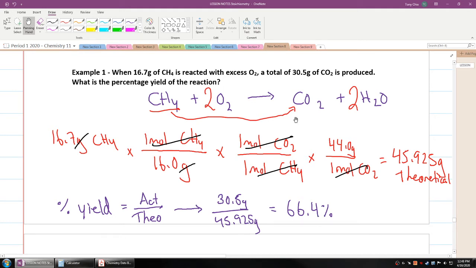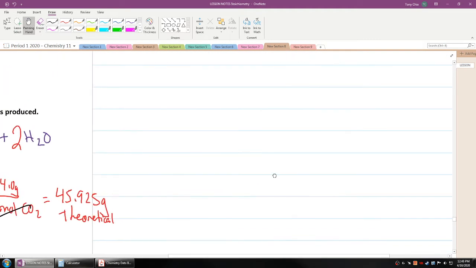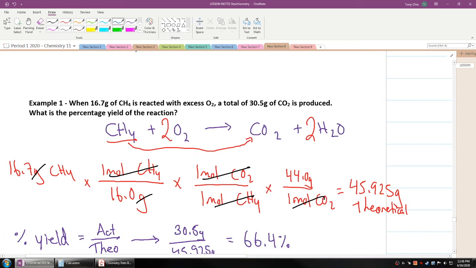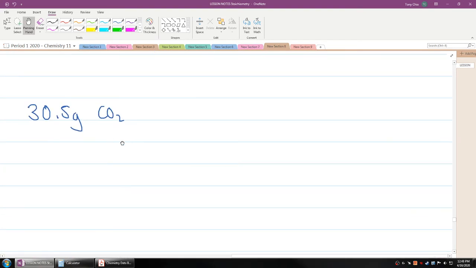Okay, what if I didn't do all this calculation, and instead I started with 30.5 grams of CO2 and converted it to CH4? If I'm doing it backwards this time, I'll show you that you're going to get the same percentage yield. If you want to write this on a separate piece of paper, you can. I'm converting 30.5 grams of CO2 into CH4. If I'm going from a product to a reactant, whatever I calculate this time will be my actual yield.